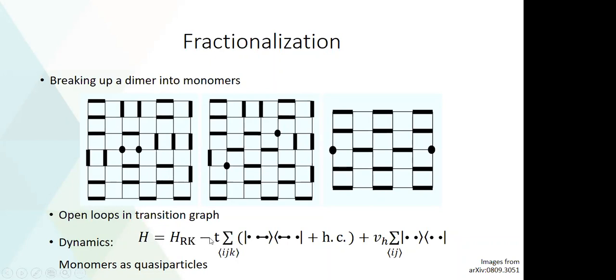Let's supplement the RK Hamiltonian with this kinetic term. Now a bond can jump like so, or we can give them some penalty of having dimers, and now they can move about. Now they have dynamics. They can be thought of as quasi-particles, and we can think of how they behave. These new quasi-particles behave differently in different phases. Also, these monomers correspond in the transition loop to open loops.